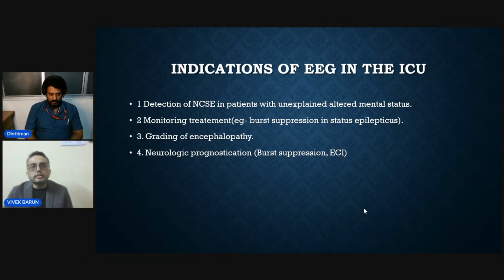Some of the EEG patterns can help you in prognostication also, like if you are seeing burst suppression or electrocerebral inactivity, where you know that it is a very malignant pattern and the outcome is going to be very poor, and then in those cases you can prognosticate also.